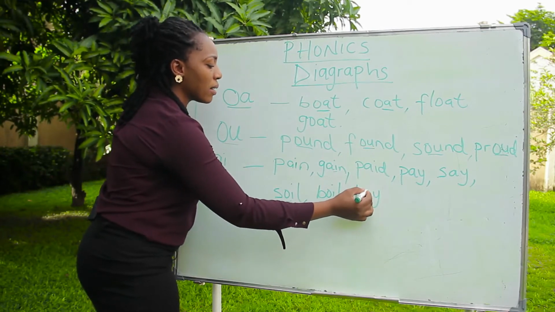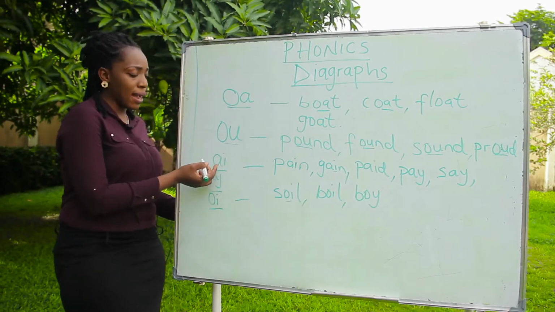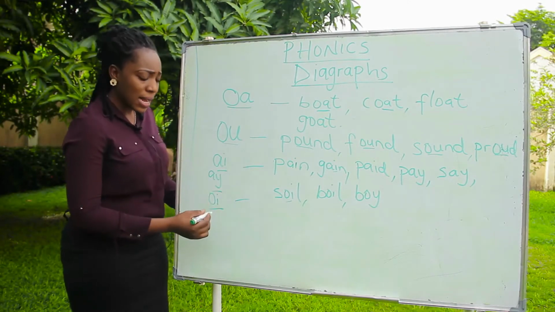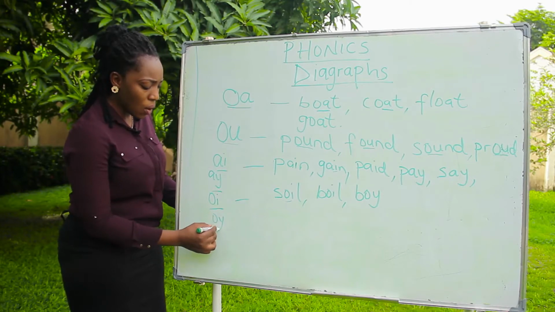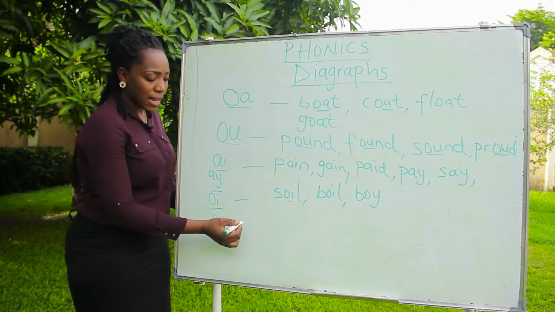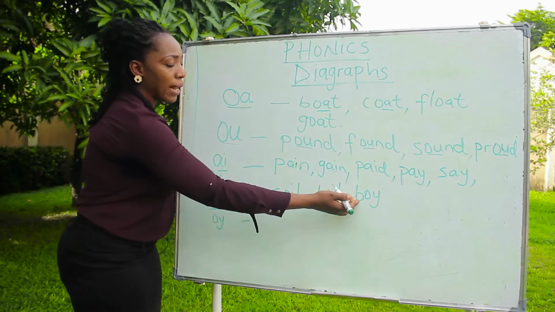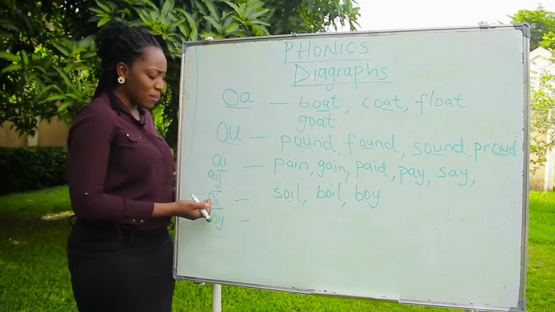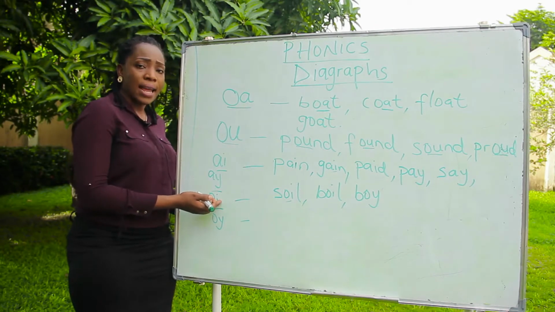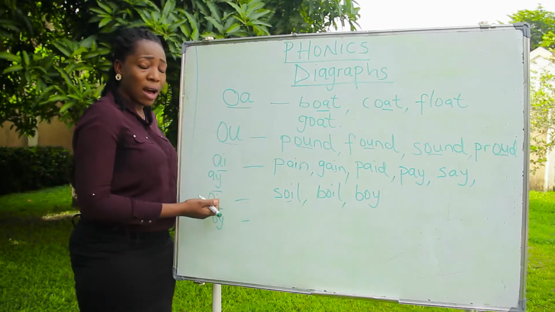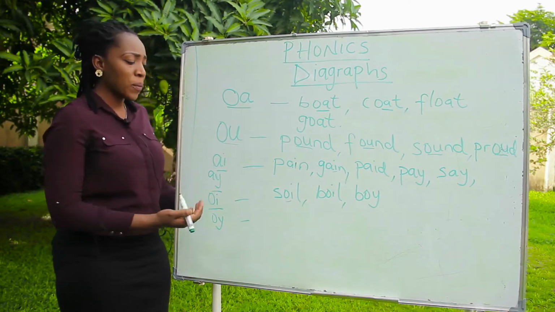Oil. Remember, just as the AI has a variant in AY, the oil also has its variant in OY. It has different variants, and one of them is OY, as in boy. So it must not necessarily be words that have OI. Words that end with OY are also all pronounced as oil.